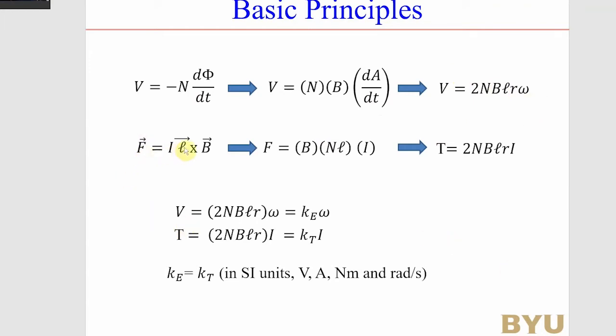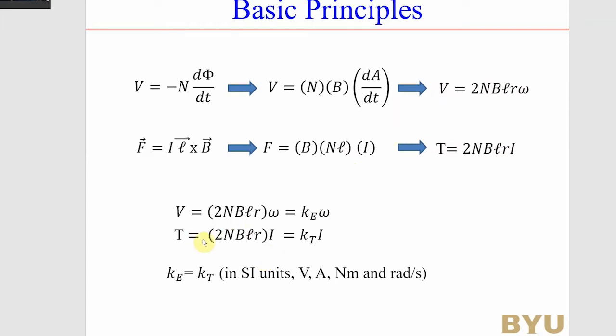Then our force is equal to IL cross B. So here is our B. We have N loops, and so N times L crossed with the I gives this, and so this is going to be our maximum force if everything is perpendicular. So when we're done, we get these two equations. We get an induced voltage on the line, which is a function of this term and the speed, and we get a torque, which is equal to the current through the loop.